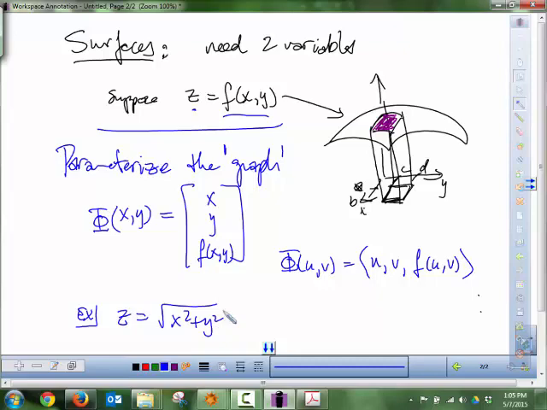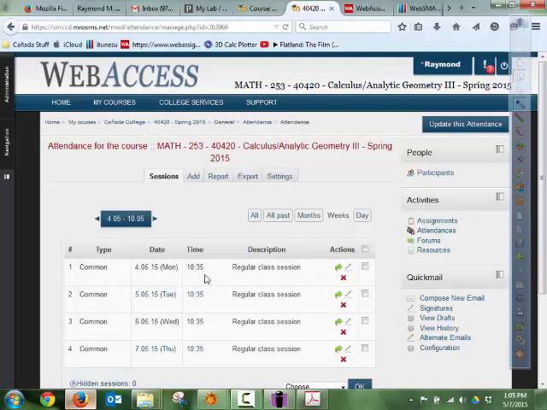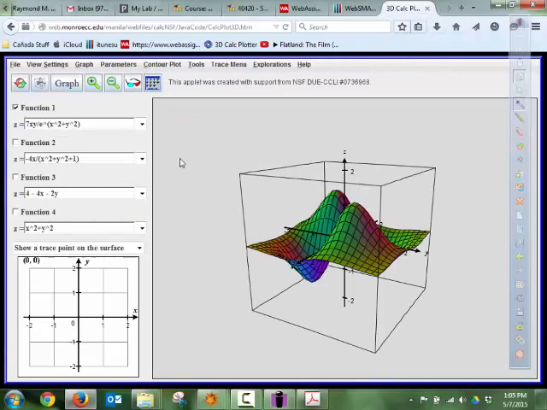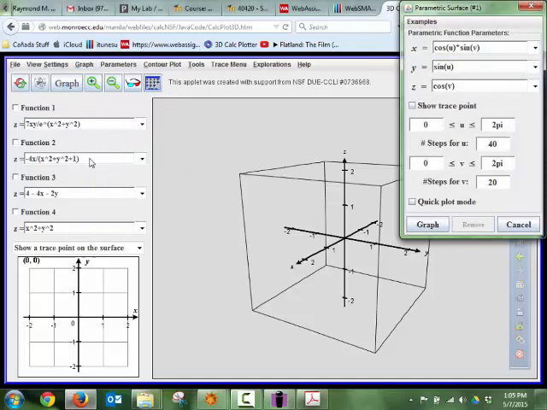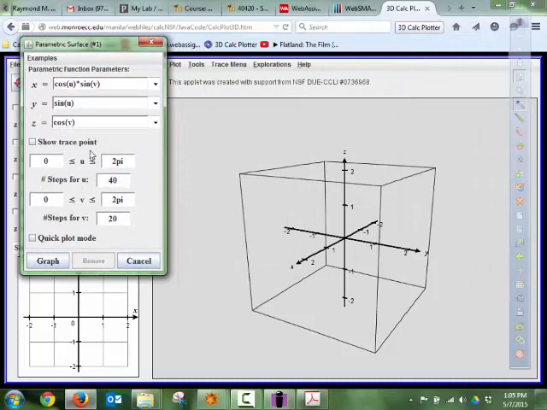So let's parameterize that. In fact, let's just go straight to our graphing program. It's open. Here it goes. For this particular program, if I want to parameterize a surface, I'll need to get this parametric surface out. And if you notice, the parameters are u and v here. So like we said, we're just going to keep x to be u, and then y to be v, and then here we have the square root of u squared plus v squared.